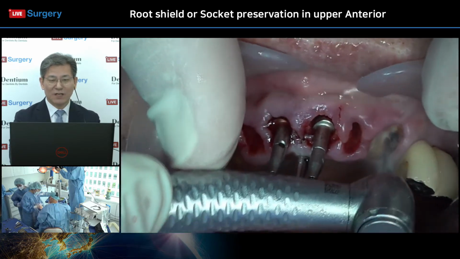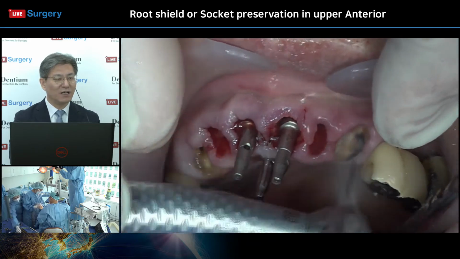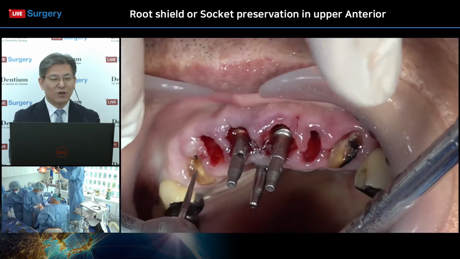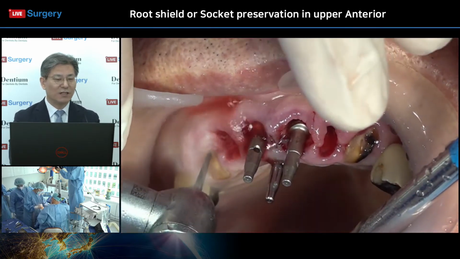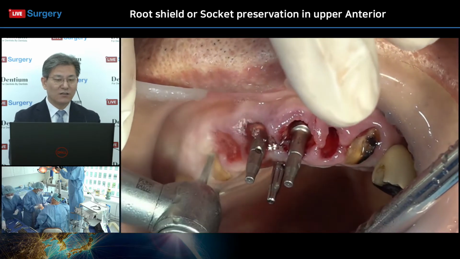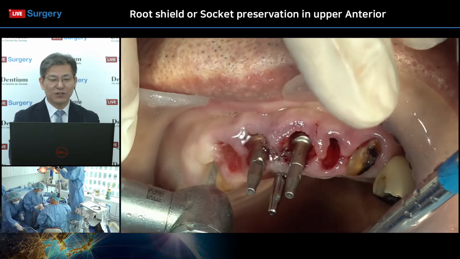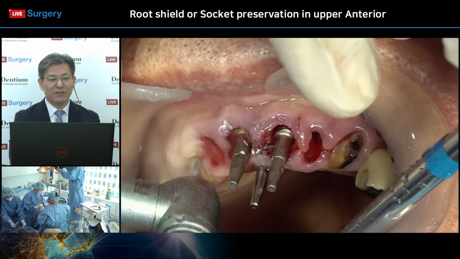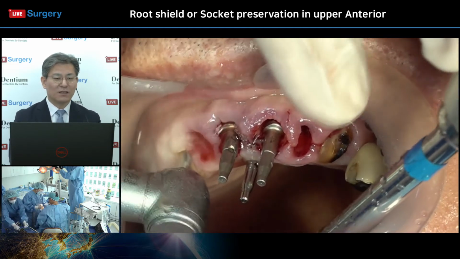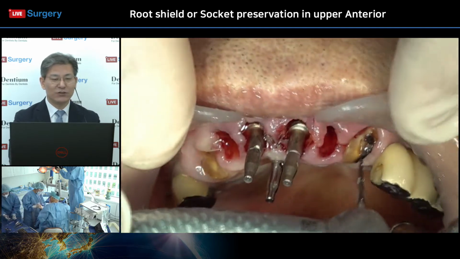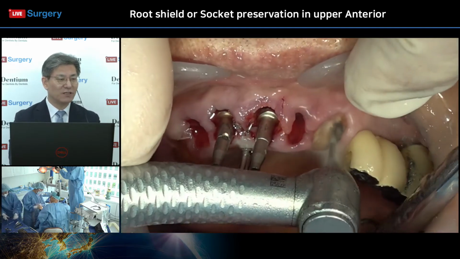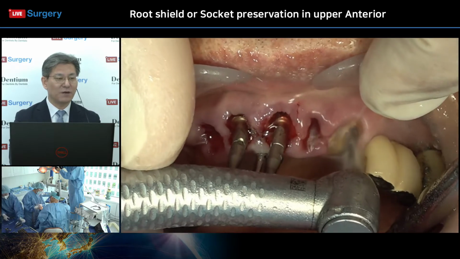So about this socket shield technique, as you know, in 2010, Dr. Filzler introduced the socket shield. So almost 11 years ago, Dr. Filzler introduced to us this socket shield technique, the preserved labial bone plate.